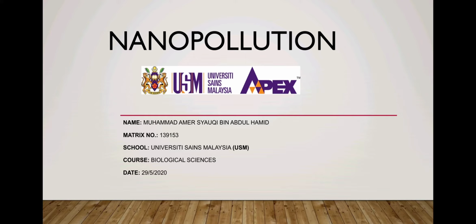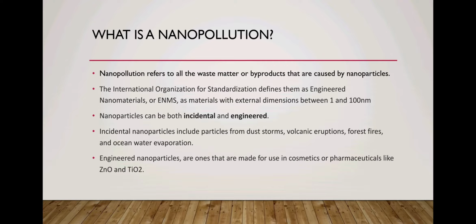Today I'm going to talk about one topic that is called nano pollution. So, what exactly is nano pollution? Well, it refers to all the waste matter or byproducts that are caused by nanoparticles. They can be both incidental and engineered. Incidental usually refers to naturally made nanoparticles from dust storms, volcanic eruptions, and forest fires, while engineered nanoparticles are usually made for use of cosmetics.